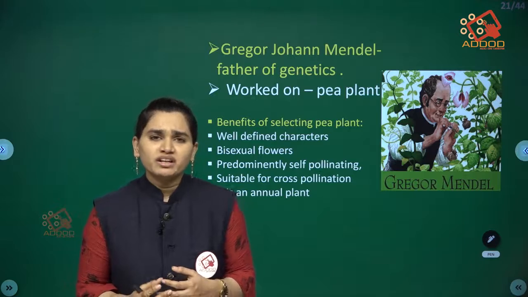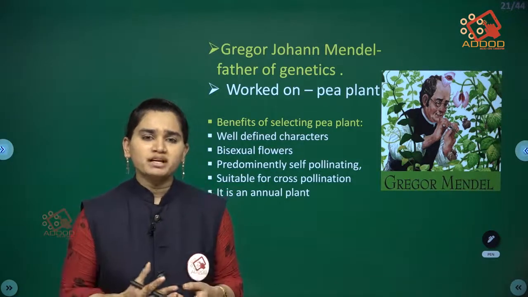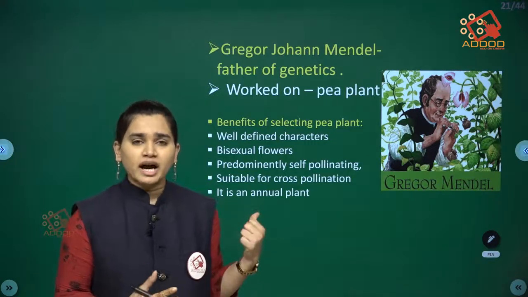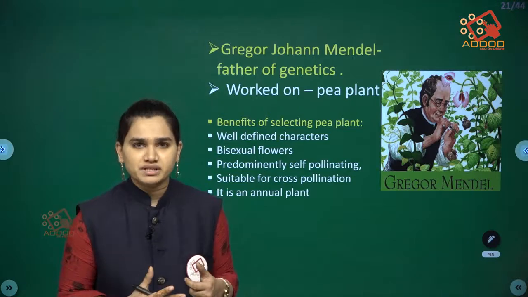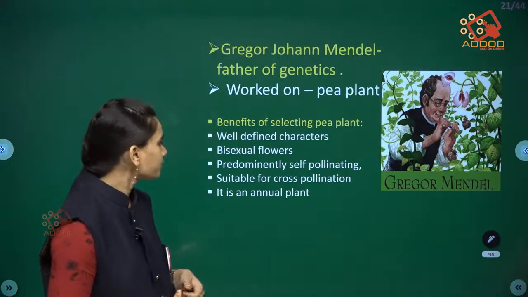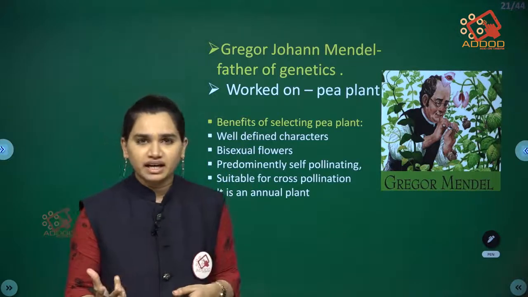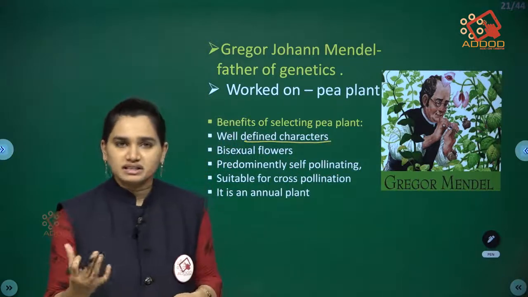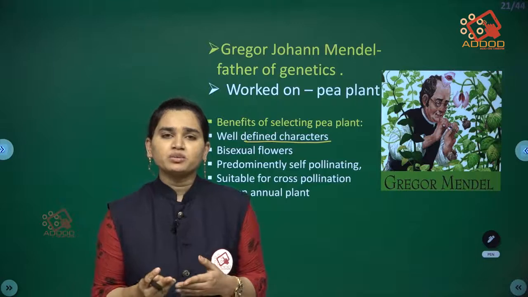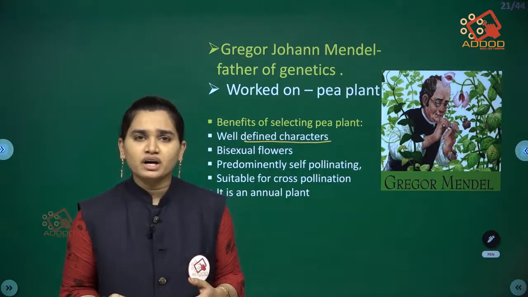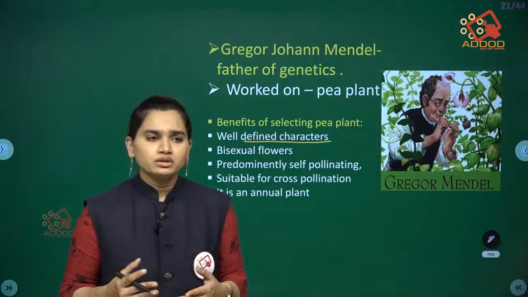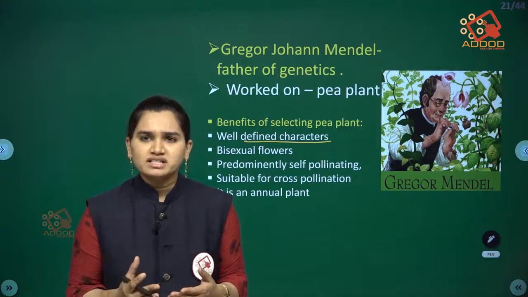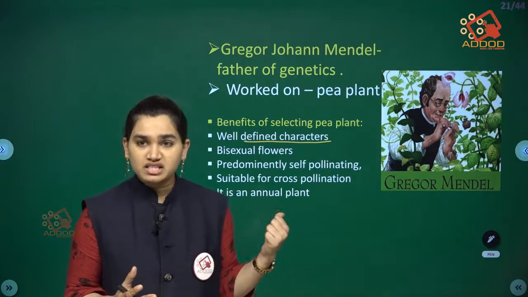Now, you might be wondering why Mendel chose only the pea plant and not other plants. That is because there were certain advantages and characteristics that the pea plant possesses. Let us look into those characteristics. First, it has well-defined characters. You know by now what a character is. In this plant, the character would be either the color of the flower, the height of the plant, the shape of the pod, or the color of the pod. All these are the characters in this plant.